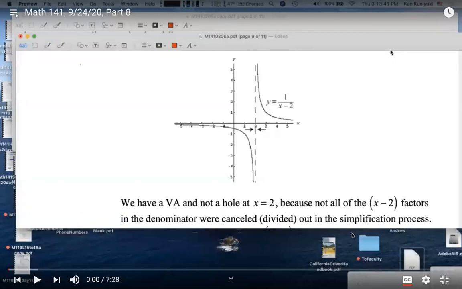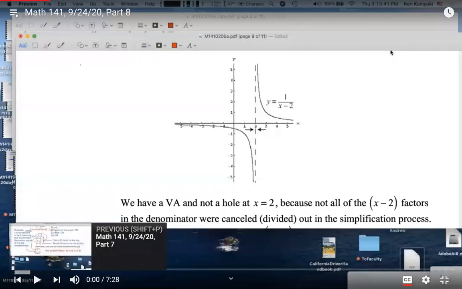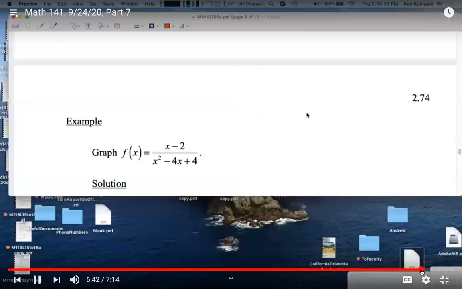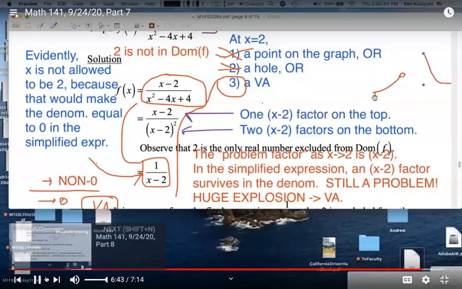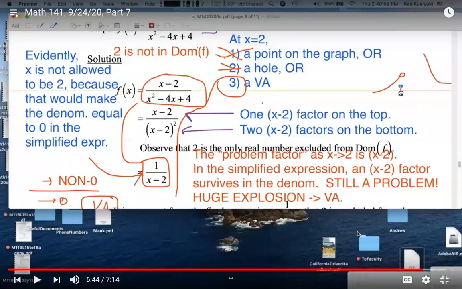Okay, let me go back to the previous video here. Yeah, okay. So why isn't it a hole? Basically you can either have a point, a hole, or a VA, right? So the question is, why do we have a VA, and therefore not a hole?